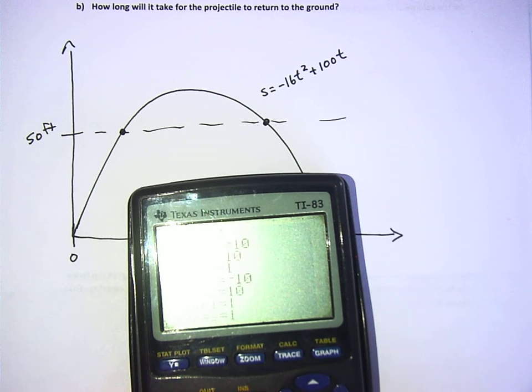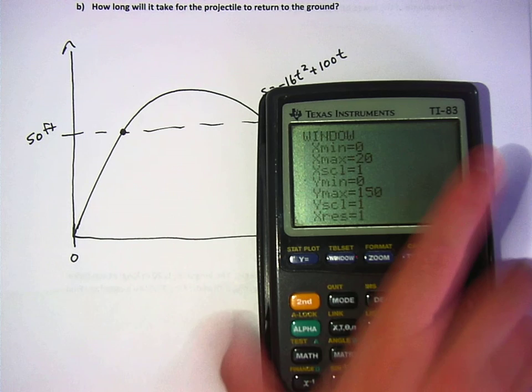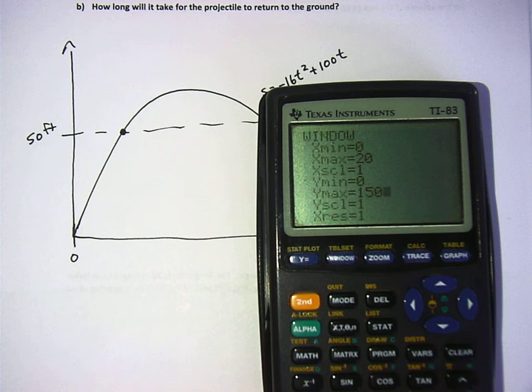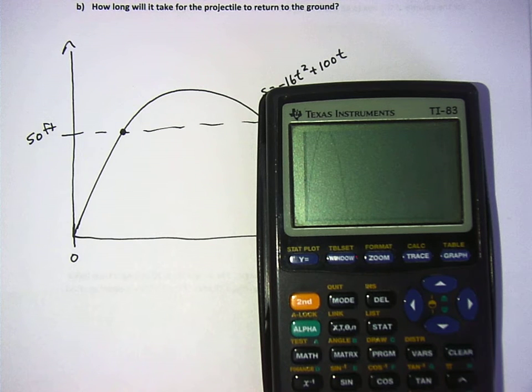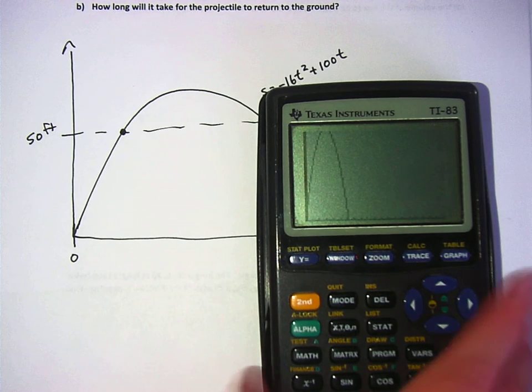Okay, so we're looking way too low. So 0 to, I don't know, 20, let's try this time. And 0 to something much higher, 150. Move it out of the way. I'm getting another thing underneath. Oh, that is so much better.